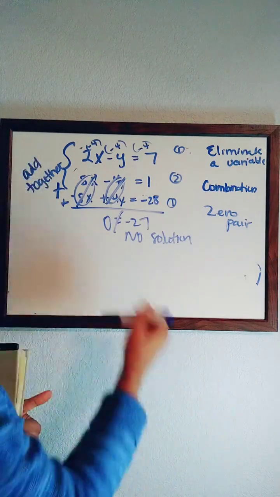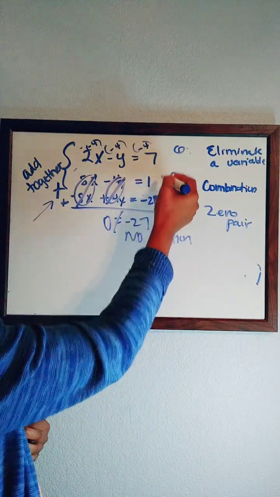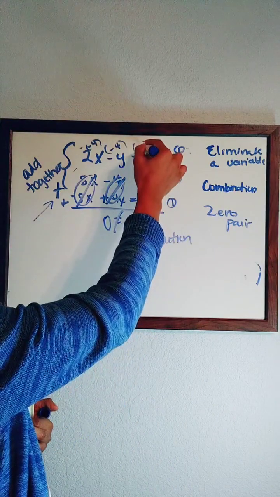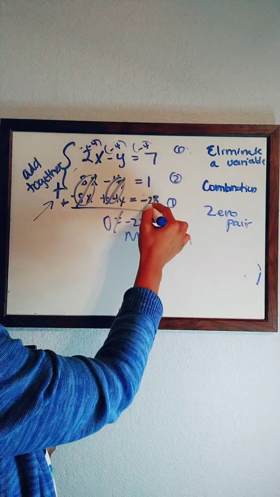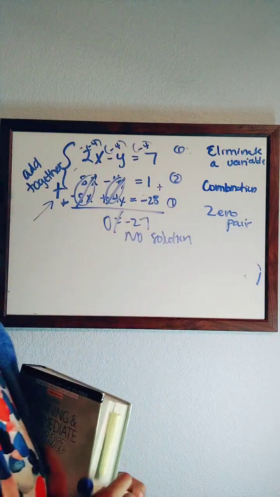Because I added, so you see, whenever we do the combination method, we're adding the two together. This negative 28 is because I multiplied it times negative 4. That became negative 28 because I did 1 plus negative 28 and got negative 27.